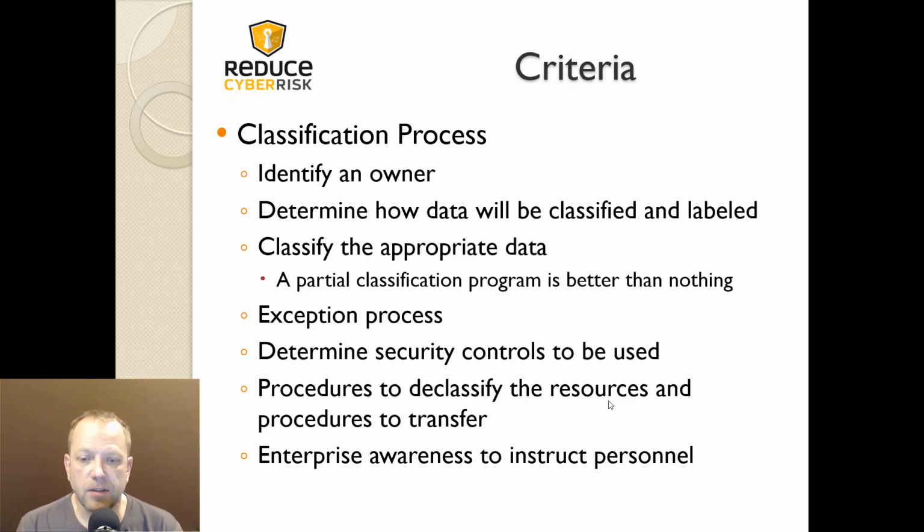Now, a partial classification program is better than nothing. So putting in place something that would say, you know what, we've got it set up for just high, medium, and low, that would be great. Your high is going to have a certain protection in place, a medium is a certain level, and a low is basically, you could say, not protected at all. But you have to come up with something. And even if you went with high and low, that is a great option to start with.